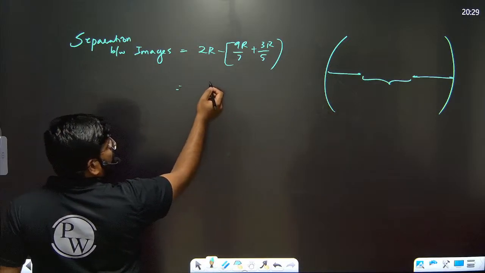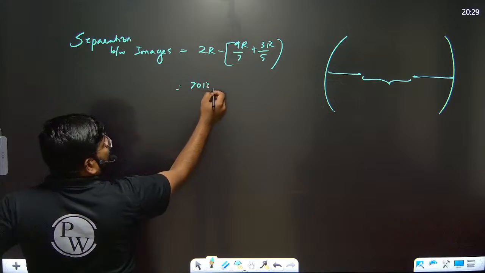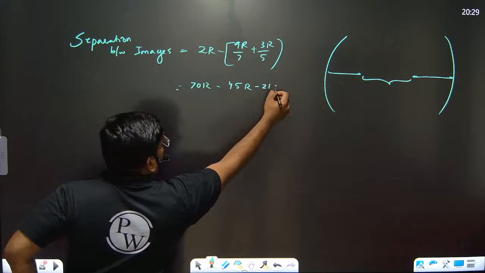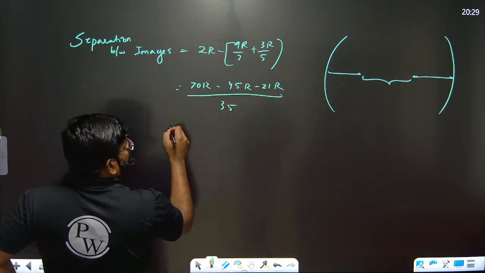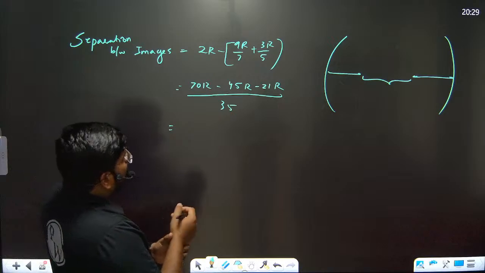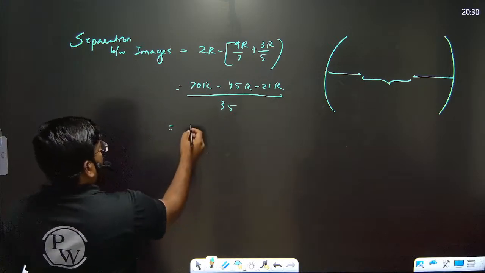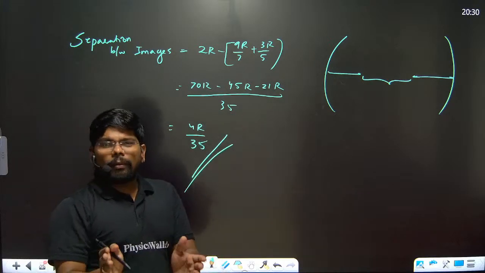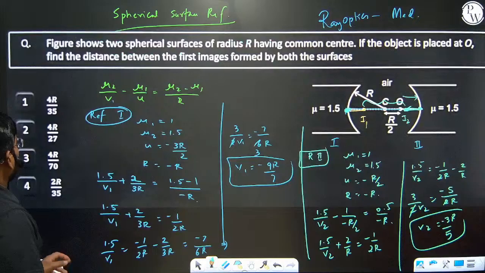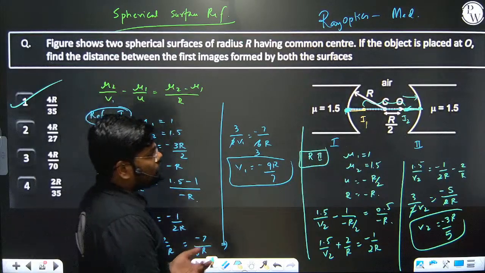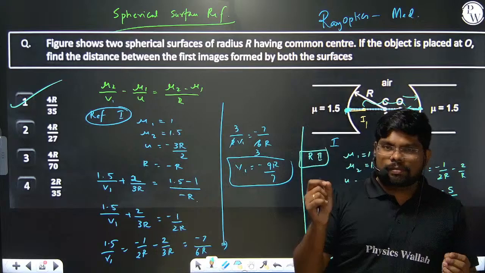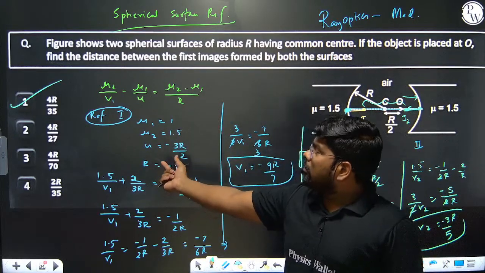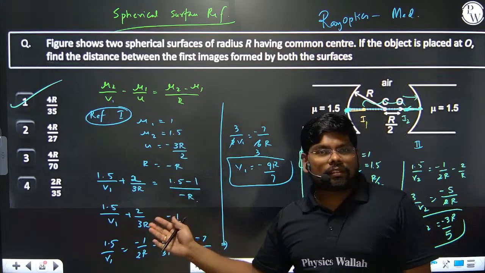If you start solving, 35, 70 here, 45 minus 21R by 35. So overall 45, 65, 66. So it is coming out to be 4R by 35. The separation is 4R by 35. A little bit lengthy, just calculative. So 4R by 35, that is option 1. So it is just ray optics based on the single spherical refraction formula, where you have to take care of signs and also the distances carefully. Then it is done.